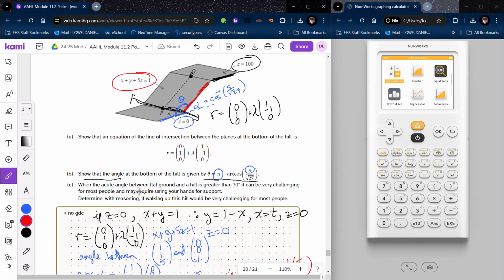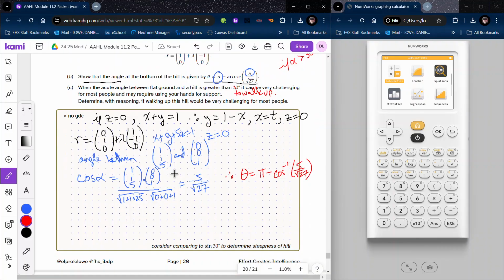Then, when the acute angle between flat ground and a hill is greater than 30 degrees, so if alpha is greater than 30 degrees, it can be very challenging for most people and may require using your hands for support. Determine with reasoning if walking up this hill would be very challenging for most people. So in other words, is alpha greater than 30 degrees? Well, how can we figure that out? A little hint we can give you is consider comparing to the sine of 30 degrees.